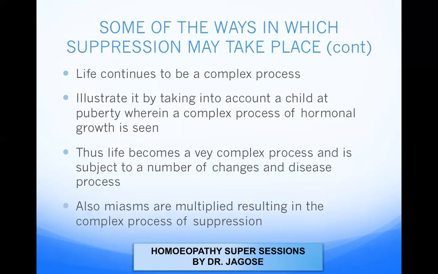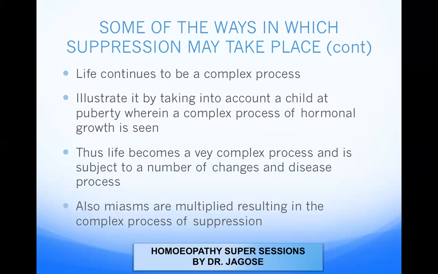So J.H. Allen says that life is a continuous process, and also it is a complex process. He illustrates it by taking into account a child at puberty, where a complex process of hormonal growth is seen. So when the child reaches puberty, naturally there are multiple hormonal changes going on internally in the body, and the changes are seen. Thus, life becomes a very complex process.